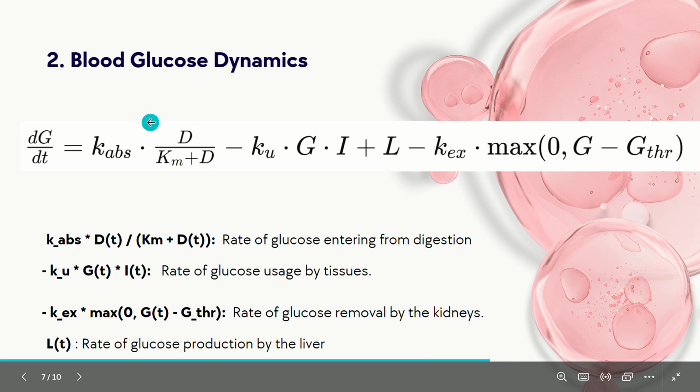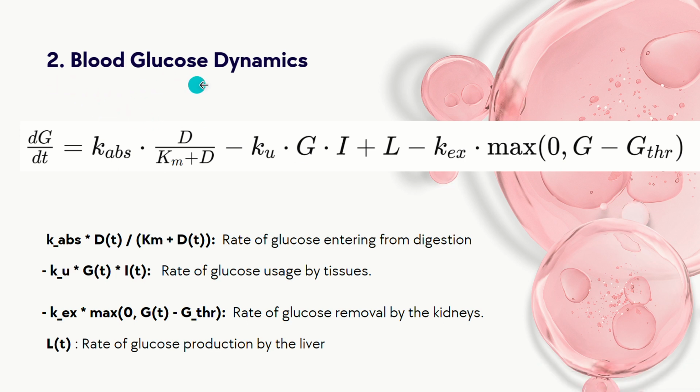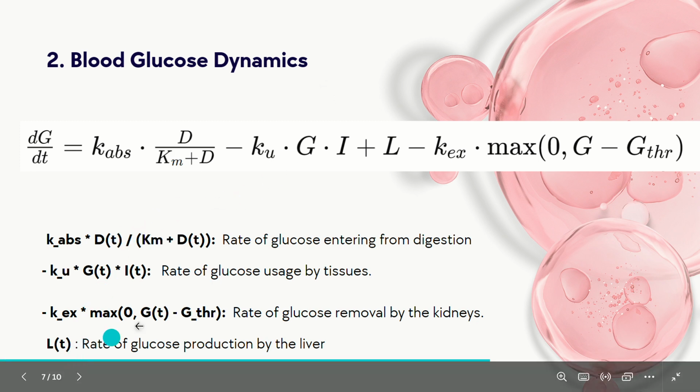The next equation is blood glucose dynamics. This equation captures the various factors affecting blood glucose concentration denoted by G. We can see that higher blood sugar and insulin lead to more sugar being used. Also, one thing to note over here is that the rate of glucose removal term by the kidneys only becomes active when blood sugar exceeds the renal threshold.